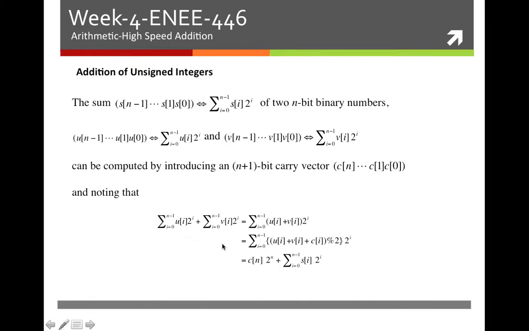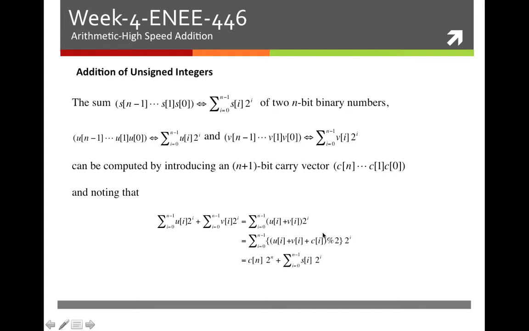examining this expression down here. So the sum of the two numbers that we're adding are expressed as the sum of the summations that they're represented with over here, as you can see. And that sum is then written out by combining the terms together into a single sum. And then noting that when we add two bits here, we could potentially get a number that would be outside of the representation of a single bit.